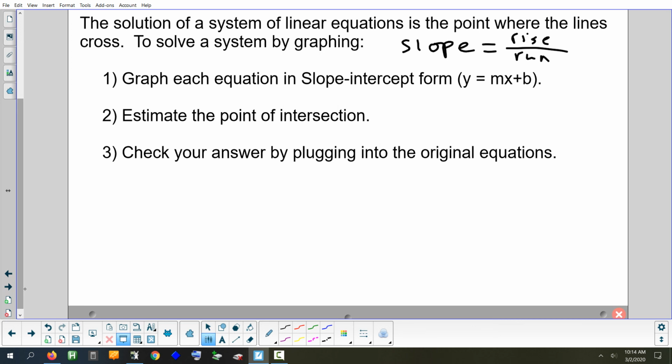Okay, where I wrote slope equals rise over run, you don't have to write that down. If you don't remember it, you might want to write it off to the side.